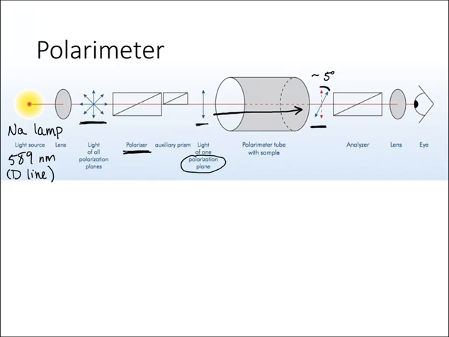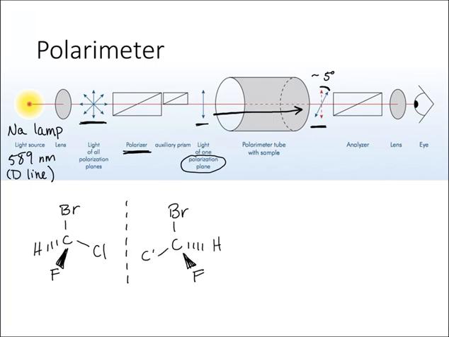All right. Now, again, chiral molecules will rotate light. So if we look at the molecules that we drew on the last page, let's say hypothetically that the molecule on the left rotates light 20 degrees.